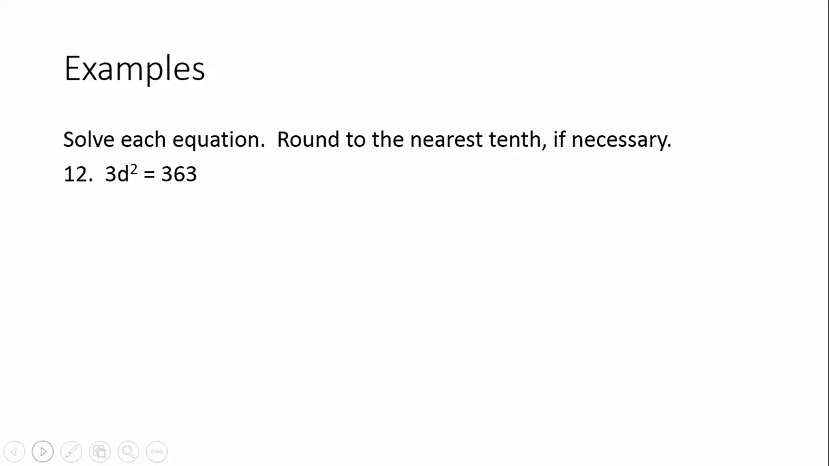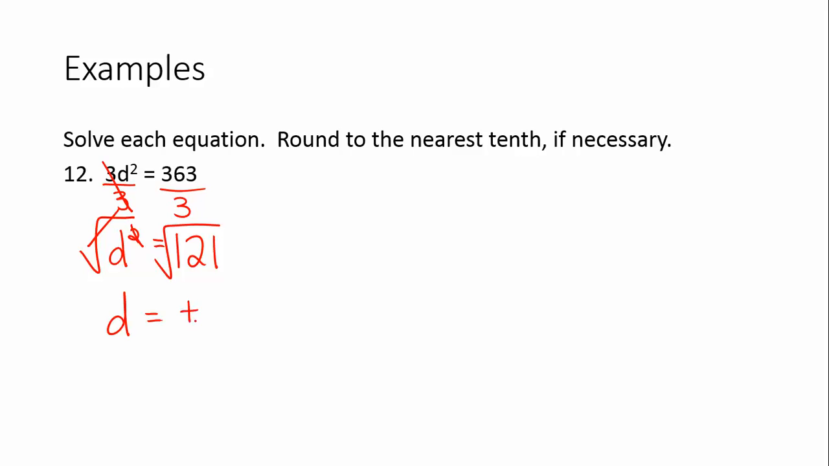Number 12 looks a little different, and I should explain that before you can square root both sides, you must get the variable by itself. So before I can square root this, I have to divide both sides by 3. When I divide both sides by 3, I get d squared equals 121. Now when I square root both sides, I get d equals plus or minus 11. The square root of 121 is 11. And remember again, it's positive and negative.